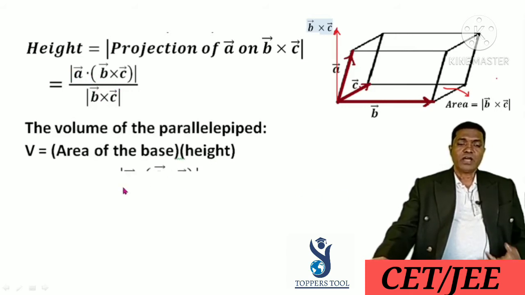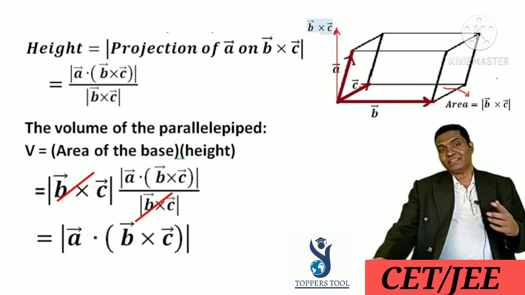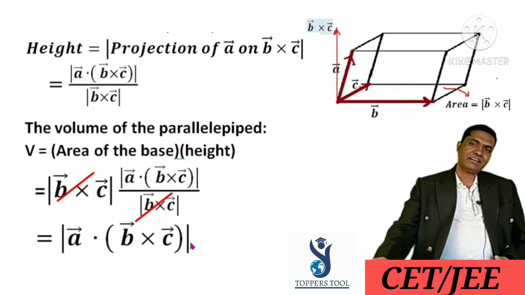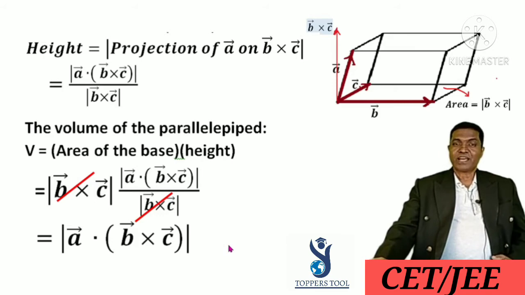Okay. Now, for the parallelepiped, volume is area of the base into height, and as we know, the area of the base is this magnitude of vector B cross C, and we have the height here, so substitute here, and you can cancel the magnitude of B cross C, and you are left with this quantity. Okay, so this is how the volume of the parallelepiped is given in terms of the scalar triple product. So geometrically, the magnitude of the scalar triple product gives you the volume of the parallelepiped.